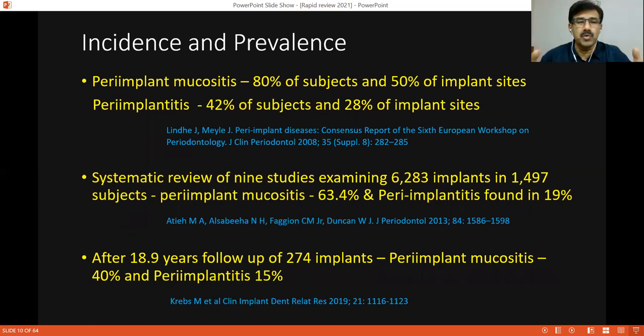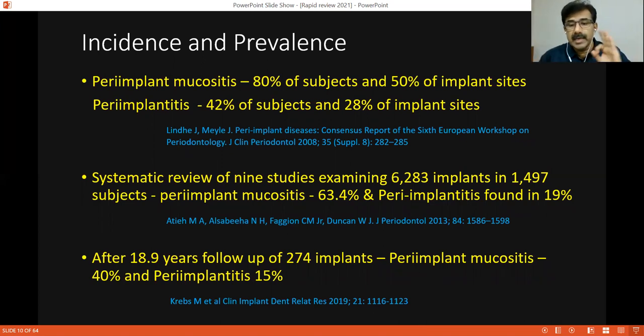Now we'll go into periimplantitis in detail. First we look at the incidence and prevalence. There are a lot of studies which have come out showing the incidence, and I just want to focus on three studies at different points of time. The first is a study from 2008, which shows that about 50% of implant sites were affected by mucositis and 28% of the implant sites by periimplantitis.